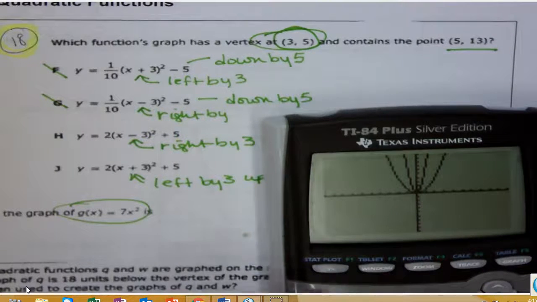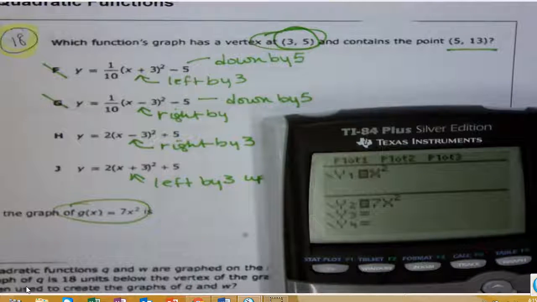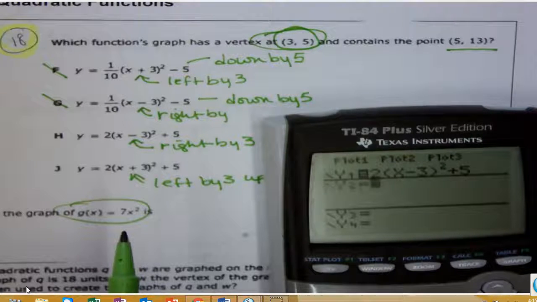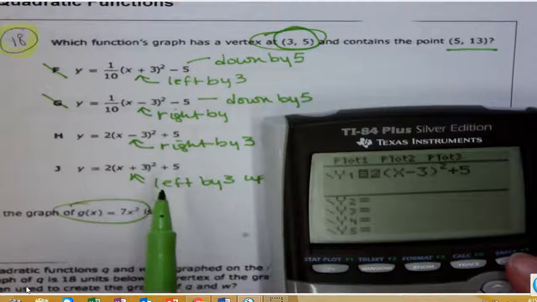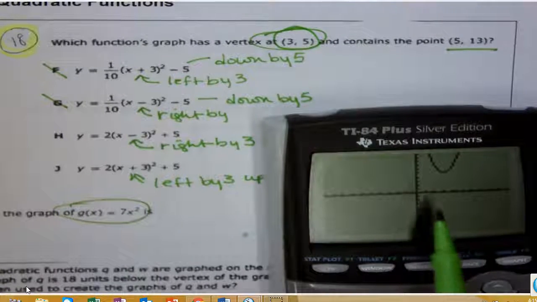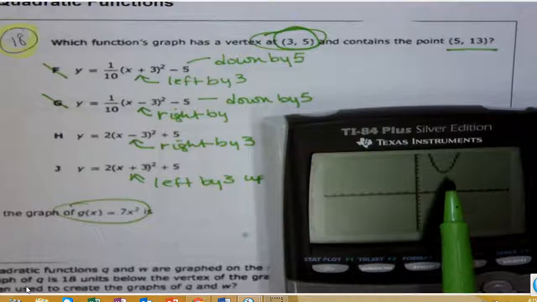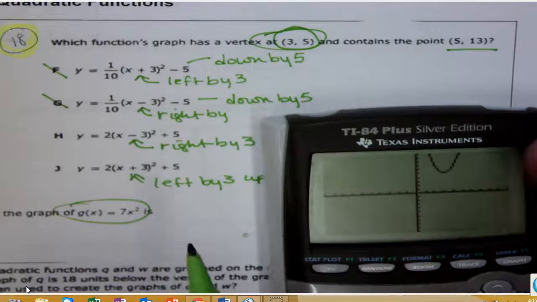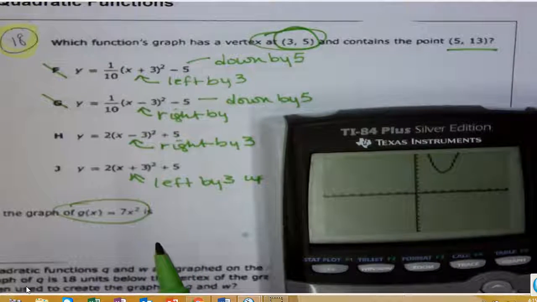So what I would probably do is just, again, plug it into the calculator, clear, go, 2x minus 3, I'm going to check my squared, plus 5. I'm going to clear this one, and I'm going to graph that and see what that looks like. Okay, is my vertex 3, 5? That looks about right. It's looking good. Does it go through that point, 5, 13?